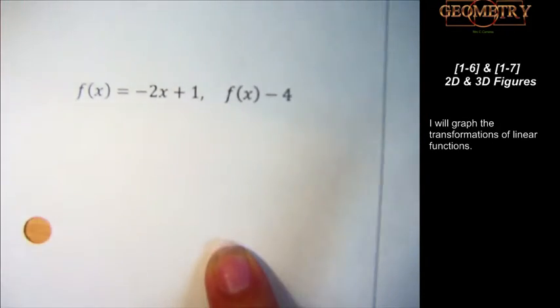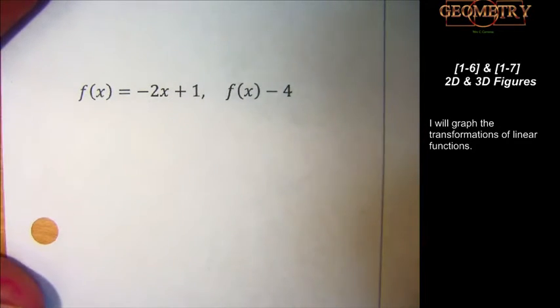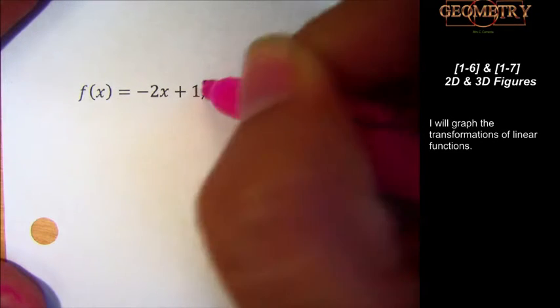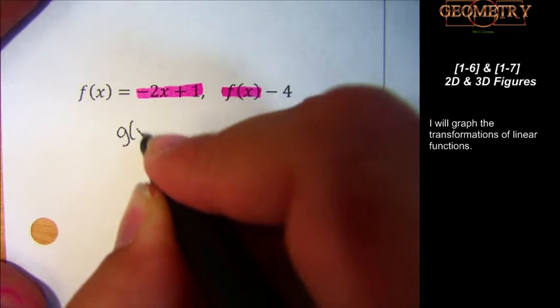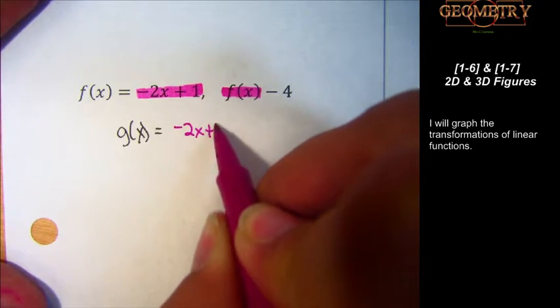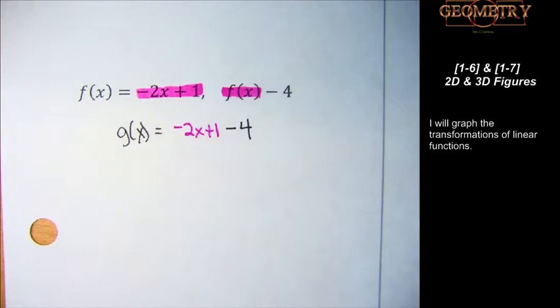Because it's a negative 2x, and oh my god, what do we do? Okay, remember, make it simple, not complicated. It says f of x minus 4. This is f of x, and so my translation is g of x equals the thing that is f of x, then minus 4.